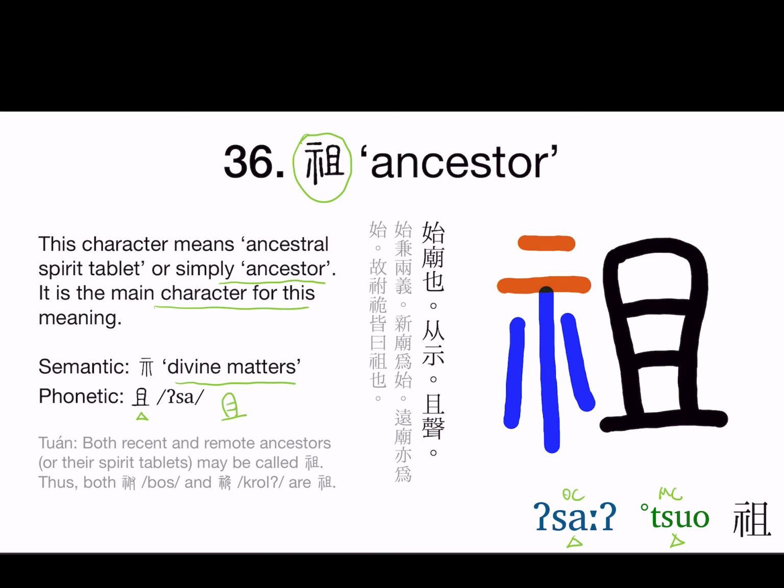And according to Tuán, our commentator, both recent and remote ancestors or their spirit tablets may be called sa, this character. That is, both bos and kro are types of sa. Let us quickly recall what these two characters here respectively mean. This character bos means a younger ancestor, and this character kro means an older ancestor. Here's the regularized form of the character. It is written like this: radical, phonetic component.